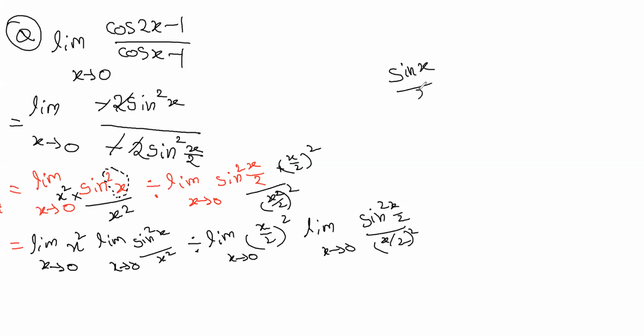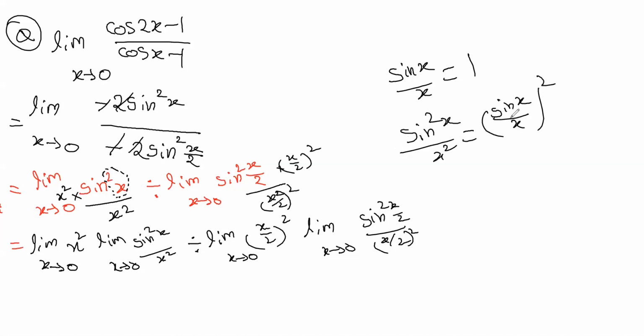Now if it is sin x by x, it is 1. If it is sin square x by x square, it is nothing but 1 square itself, because you're taking the whole thing common and writing square. Sin square x by x square is nothing but sin x by x whole square. For this purpose only, we have taken x square in the denominator instead of x, because when you take common, you should get the sin x by x form. And sin x by x, we know the value is 1.